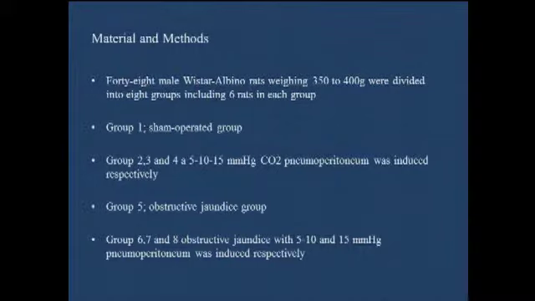Materials and methods. 48 male rats were divided into 8 groups, including 6 rats in each group. Group 1 was the sham-operated group. In groups 2, 3, and 4, 5, 10, and 15 mm Hg carbon dioxide pneumoperitoneum was induced respectively. Group 5 was the obstructive jaundice group. In groups 6, 7, and 8, obstructive jaundice with 5, 10, and 15 mm Hg pneumoperitoneum was induced respectively.